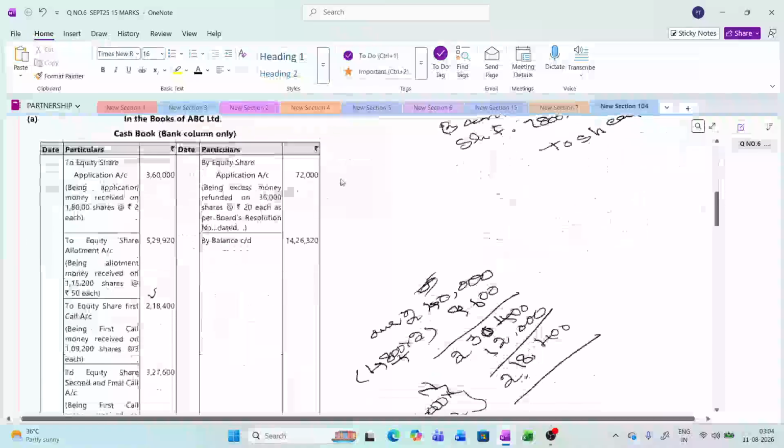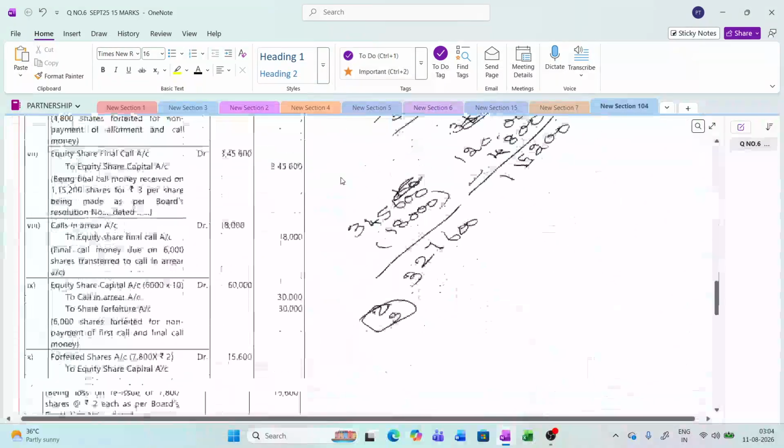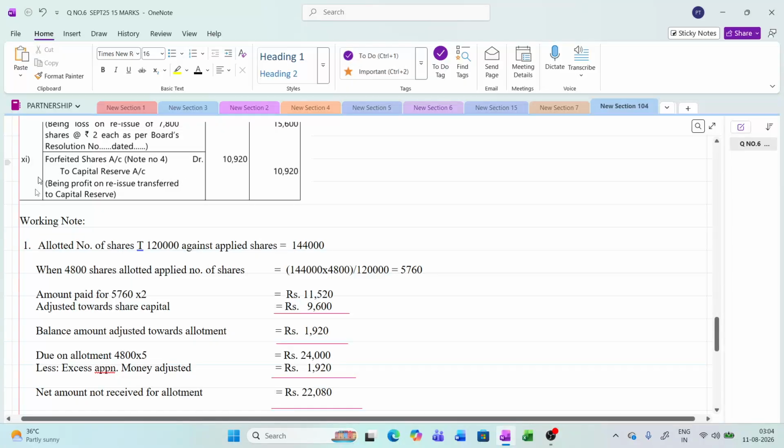Okay, so first go for the working note, and you should know that we want to know the applied shares. Always keep what you require on the right hand side. So applied is 1,44,000. Against which, how much was allotted? 1,20,000. When 4,800 is allotted, what is the applied one?